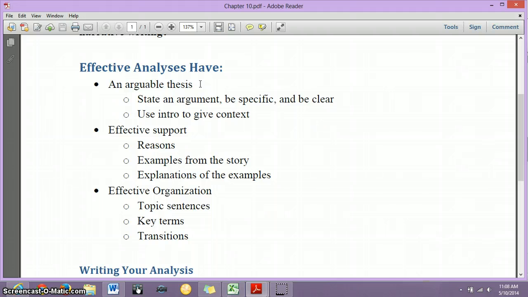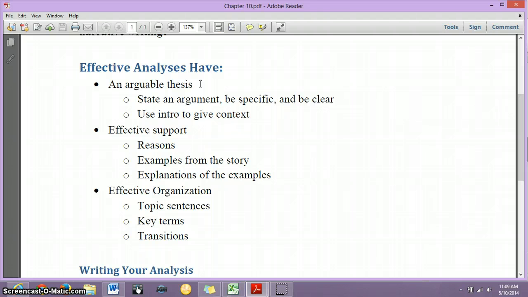Then the last thing that the textbook mentions is effective organization. Make sure you use topic sentences in your body paragraphs. Every one of your body paragraphs needs to have a topic sentence, and every topic sentence needs to be directly related to supporting your thesis statement. The textbook also talks about using key terms about the story, and just any particular words that you can use to help tie everything together. I'm not so much worried about that. I would much rather you worry about your topic sentences and the last one, which is transitions, because they're what's going to make your paper effective.